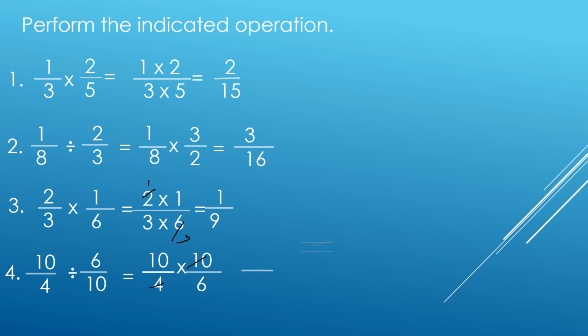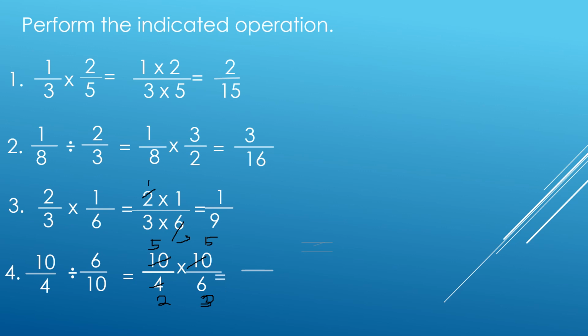Itong 4 and 10 by 2, that is 2. And 10 divided by 2, that is 5. Ito again, pwede rin natin uli sa 2. 10 divided by 2, that is 5. And 6 divided by 2, that is 3. Sorry, that's 3. Now, multiply na natin yung natirang numbers doon.